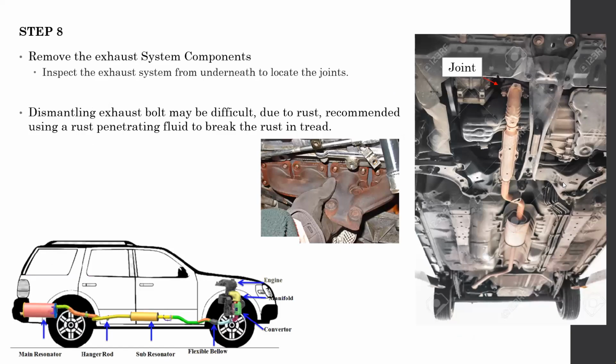Okay, so the next part is removing the exhaust system components. You can see three photos here. The exhaust system is not a complete single pipe welded together. It comes in several sections. By looking at it from the bottom of the vehicle, you can see the joints. You have to locate the joints and start dismantling from there. You can see the picture here.